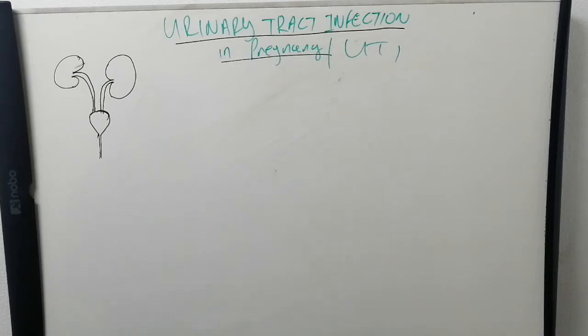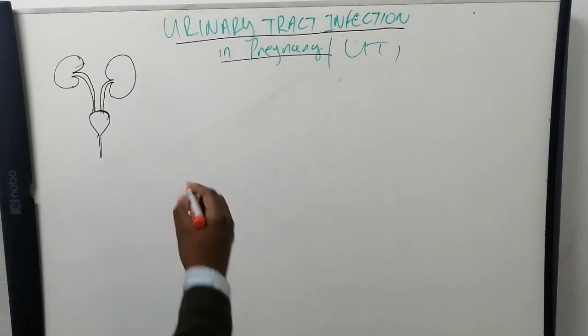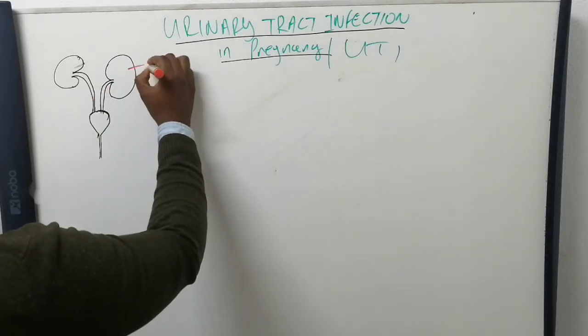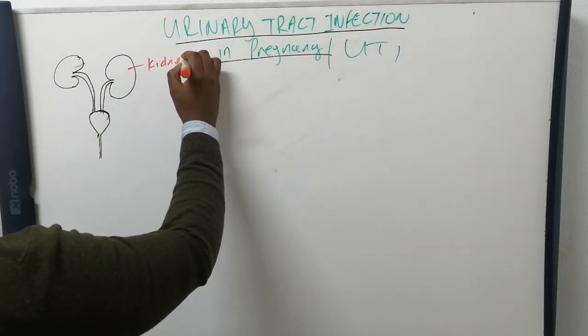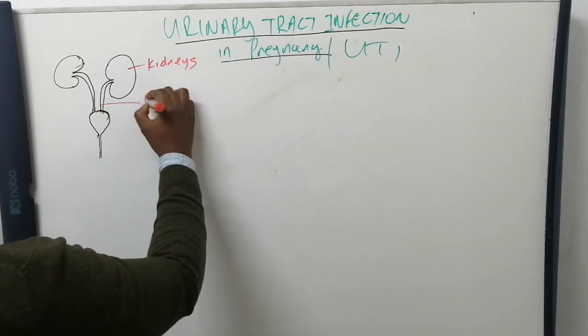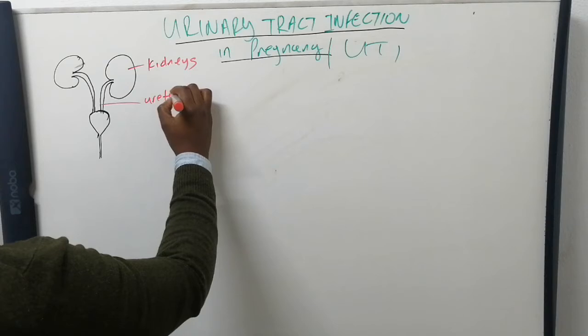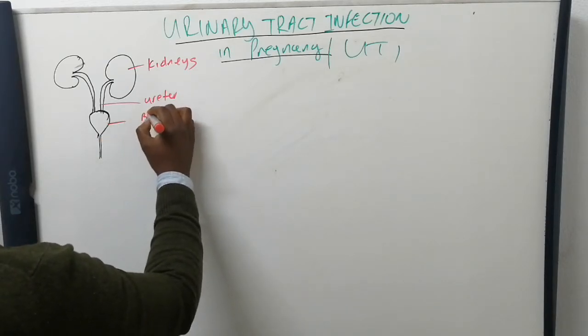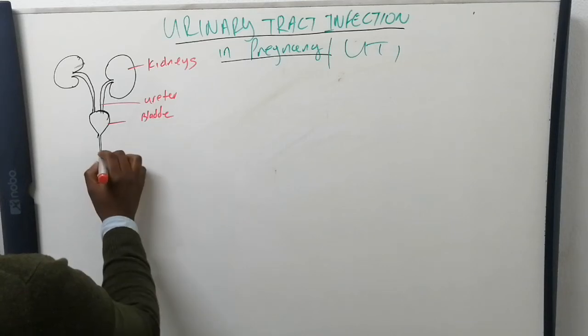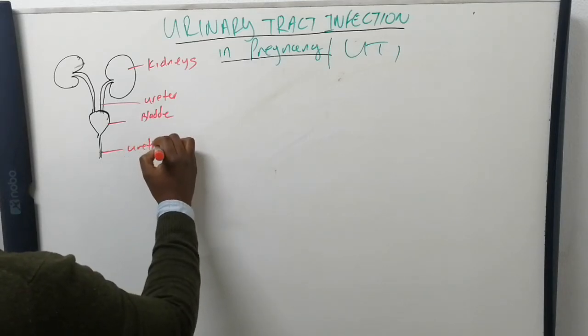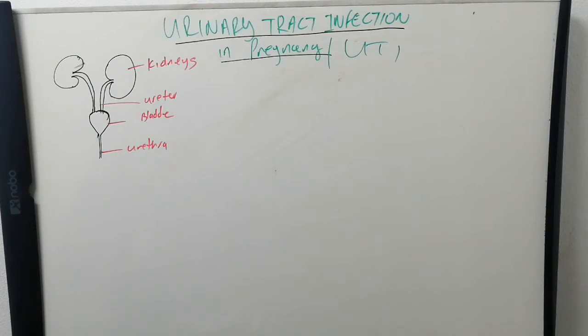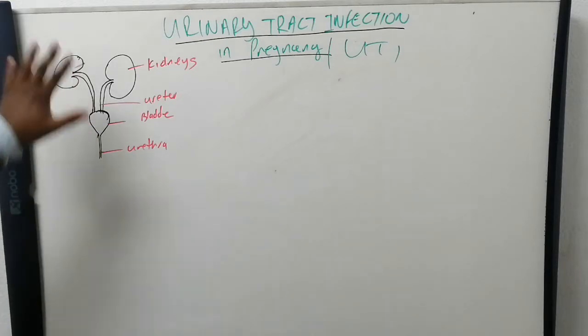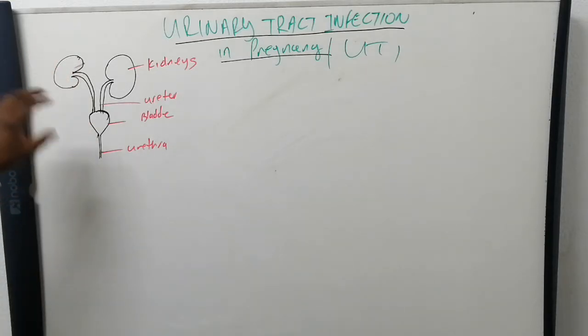Like I said, these are the kidneys, this is the ureter, this is the bladder, this is the urethra, right? So when we talk about UTI, we are talking about infection on one of these organs, one of these pathways for the urine.